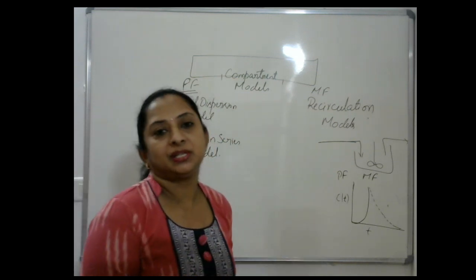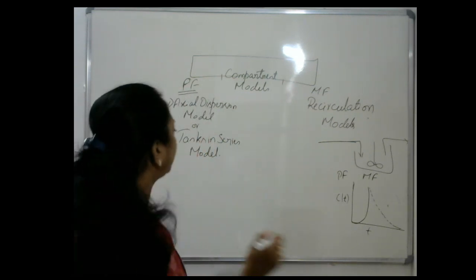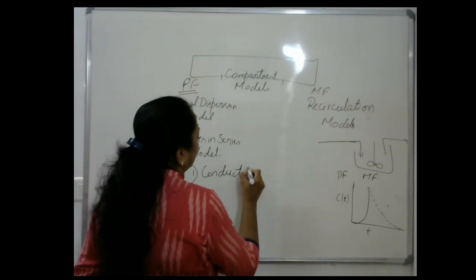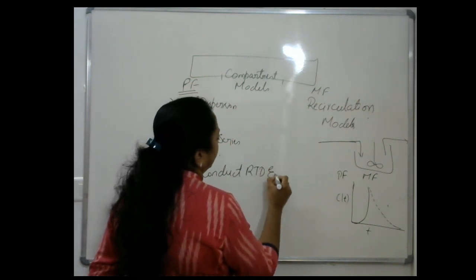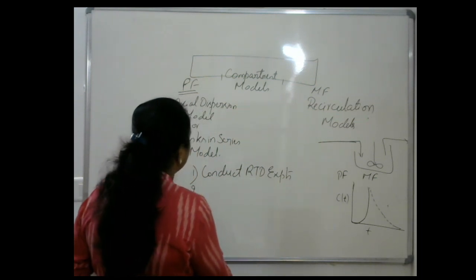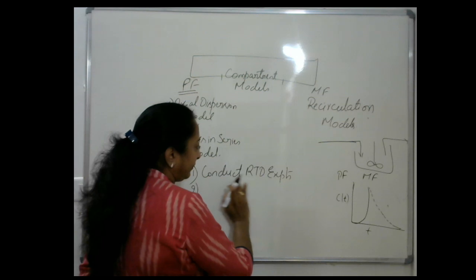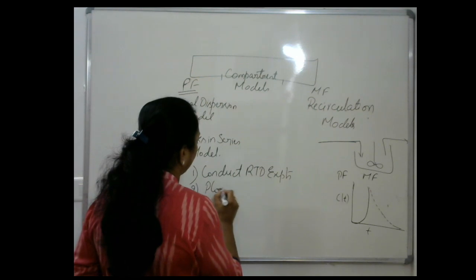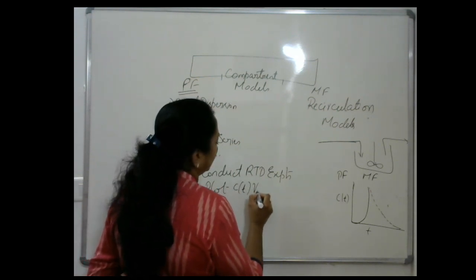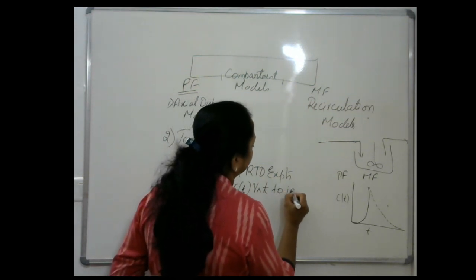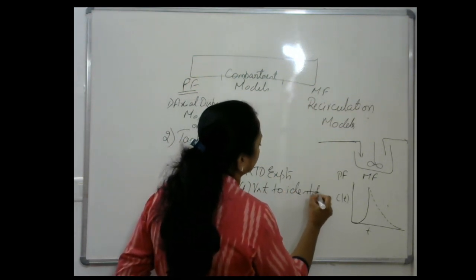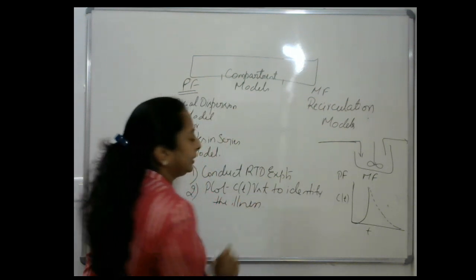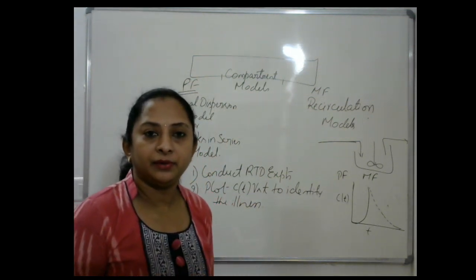Now, what is the actual procedure? The actual procedure is to conduct RTD experiments. After conducting the experiments, we plot the C of t versus t curve to identify the non-ideality. So now you have identified the non-ideality.